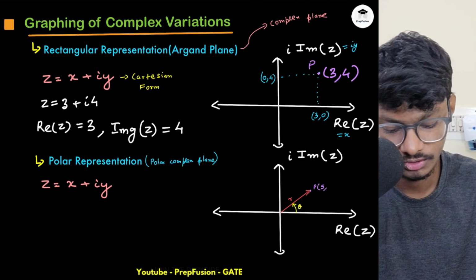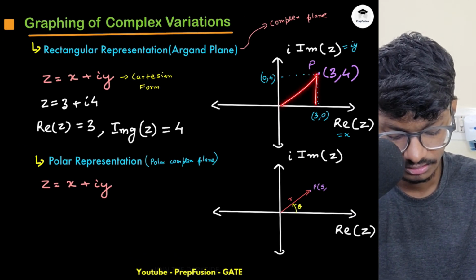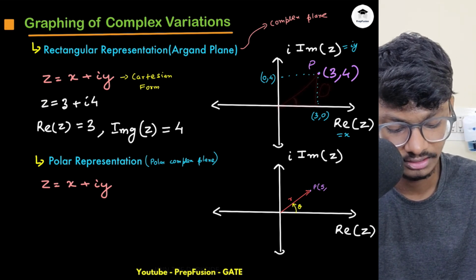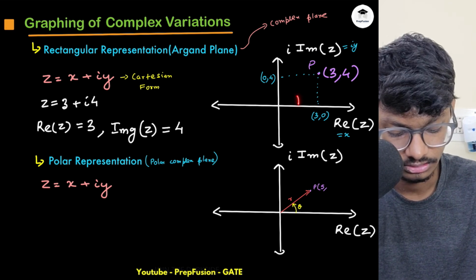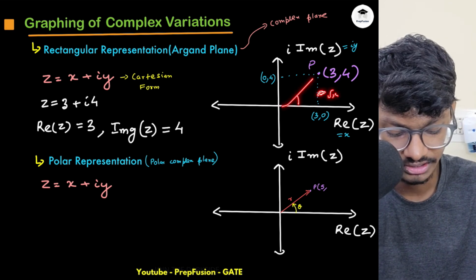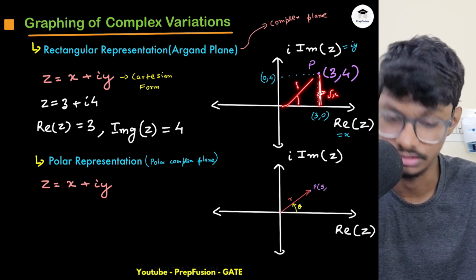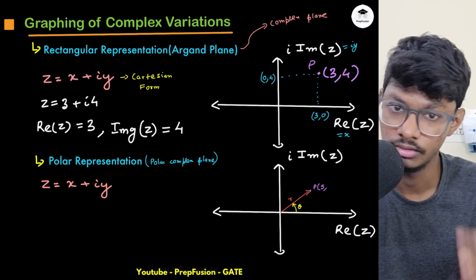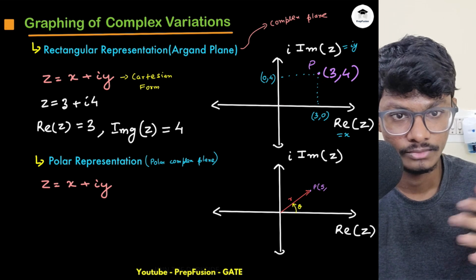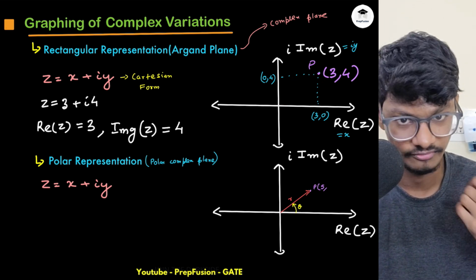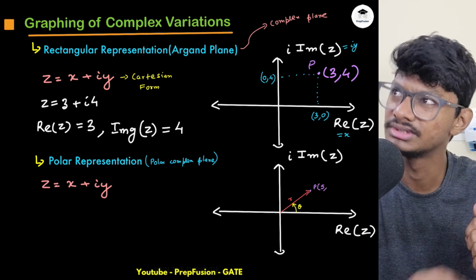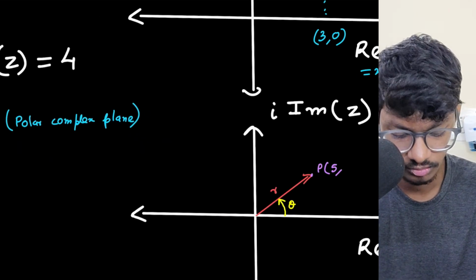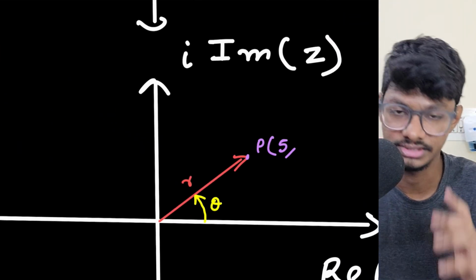And what is theta? This is again a right angle triangle. If I apply the sine rule, sine theta will be opposite upon hypotenuse. The opposite side is 4, so 4 upon hypotenuse, 4 upon 5. So sine theta is 4 upon 5. What is theta? Theta is 53.13 degrees. This number you have to remember. If I remember correctly, sine of 53.13 is 0.8. And obviously you have to convert it into radians.